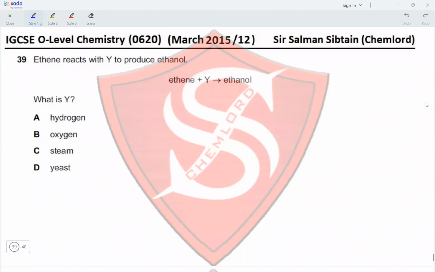Question 39. Ethene reacts with Y to produce ethanol. Okay, so ethene reacts with steam to produce ethanol. What is Y? Hydrogen, no. Oxygen, no. Steam, yes. Yeast, no. Therefore, option C is the correct option for this question.